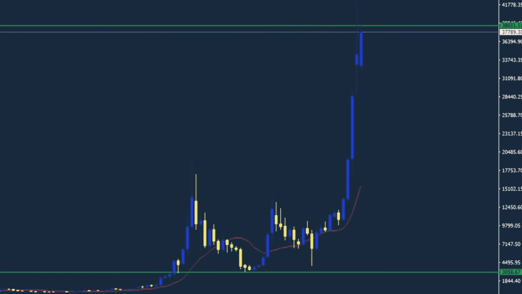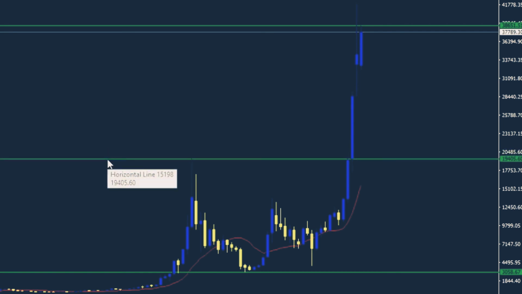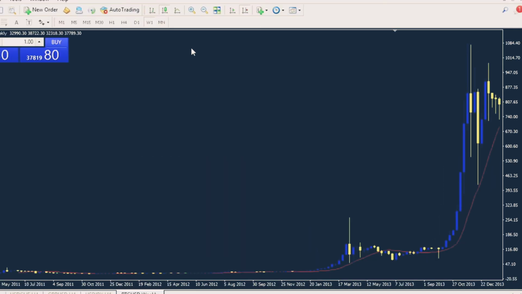Then there's another one I spot there, right? Clear, clear. I'll spot the remaining ones on the weekly time frame. So I go down to the weekly time frame.